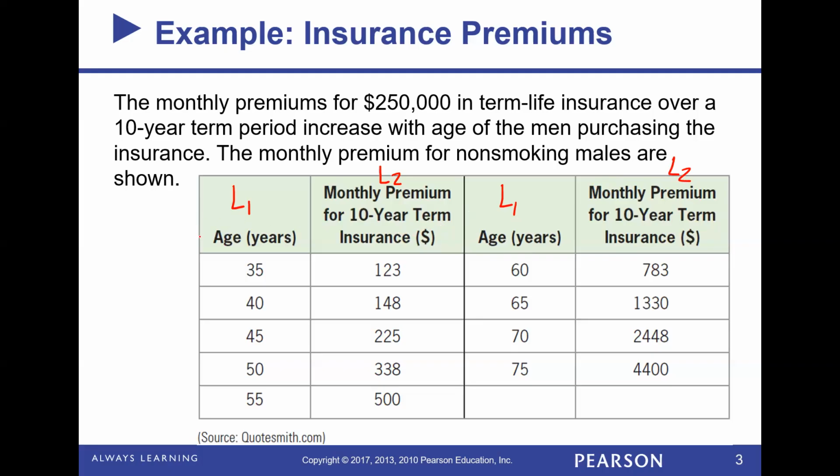So let's figure out what this chart is about. The monthly premiums for $250,000 in term life insurance over a 10-year period increase with the age of the men purchasing the insurance. Below in our table is the monthly premium for non-smoking males. If I am 35 years old, my monthly premium for 10 years for this life insurance will be $123. However, if I wait until I'm 50 years old to purchase this life insurance, I'm going to have to pay $338 for the next 10 years.